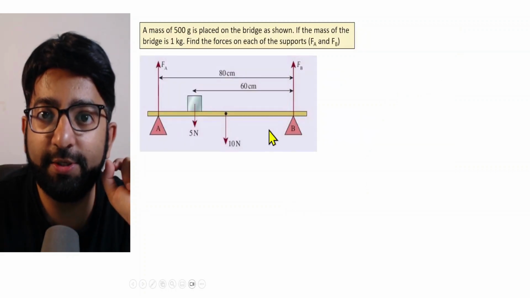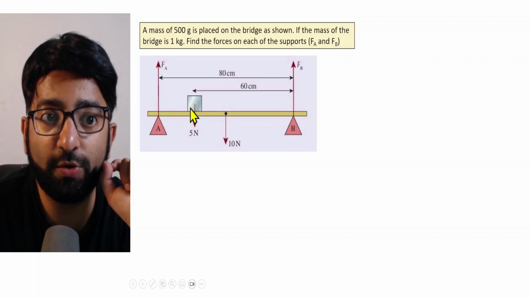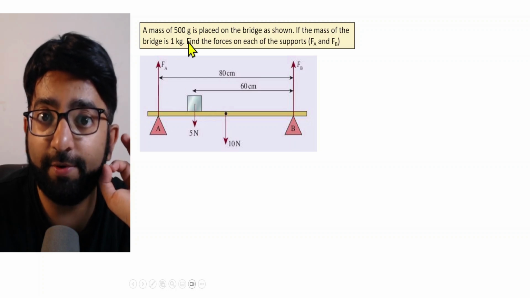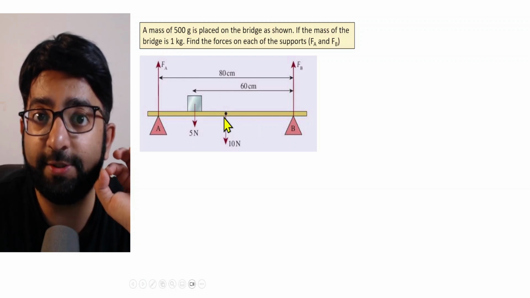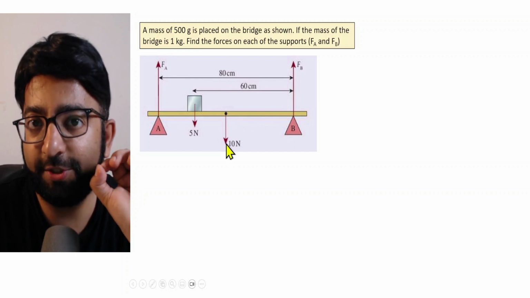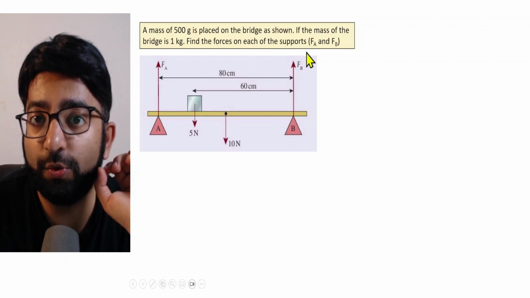Here we have a bridge which is supported on 2 points, A and B. On the bridge, we have a mass of 500 grams, so the weight of the 500 grams is of course 5 newtons. The mass of the bridge, on the other hand, is 1 kg, so the weight of the bridge is 10 newtons. They have considered the value of g to be 10. And we need to figure out the forces on each of these two supports.